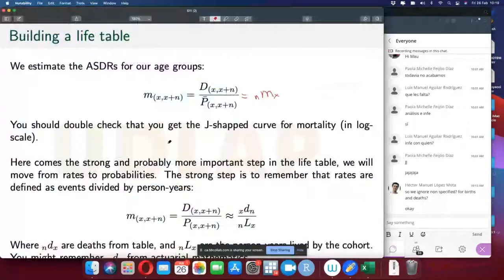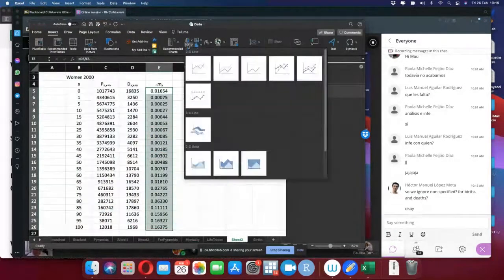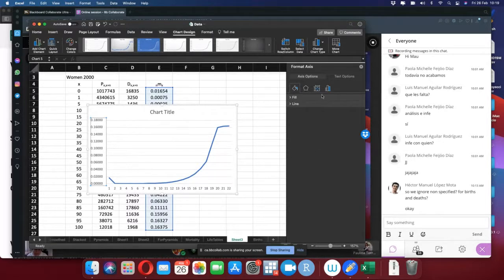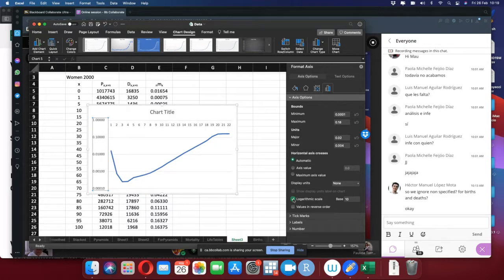And actually, I included this in the slides. Let's double check that this has a J-shape pattern for mortality. Again, in log scale, not in the scale that we have, okay? So I am not going to ask you to do this for your submission, but you should double check that this is happening. Again, this is not the scale that we need. If we change this to log scale, it should have this shape. So if this actually has this shape, we're good. Everything looks fine. We can continue working with our life table. If for some reason it doesn't have this shape, we should double check what is happening.